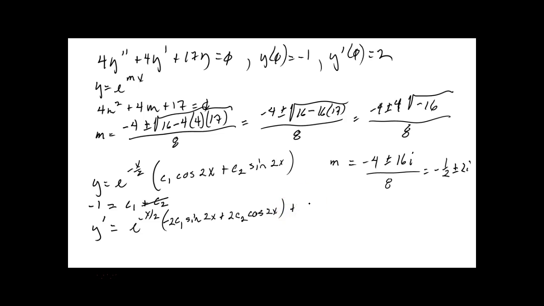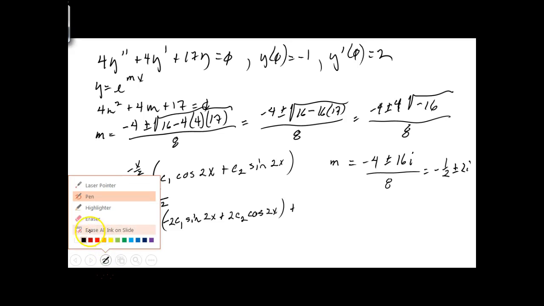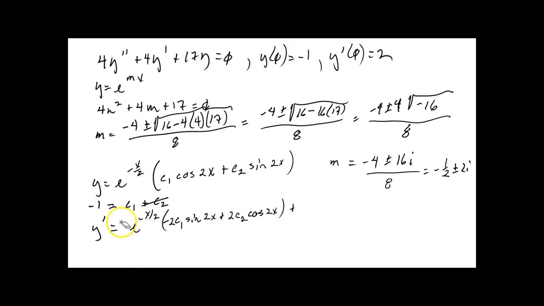Actually not plus, it will be a minus ultimately, because when you take the derivative of this, you're going with a minus there. So minus 1 over 2 e to the minus x over 2 times this: C1 cosine 2x plus C2 sine 2x.